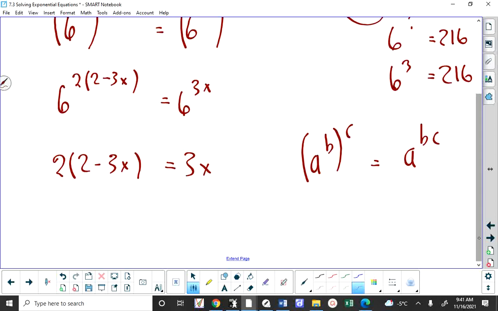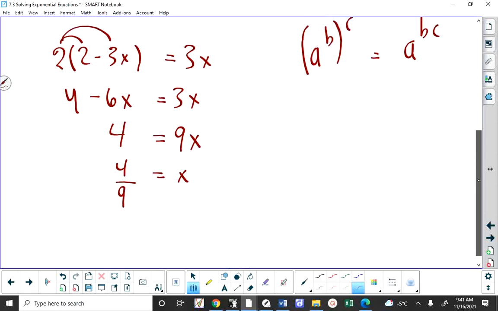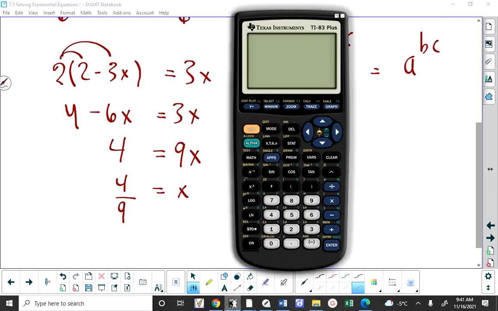If I do expand this by distributing that 2, I get 4 minus 6x equals 3x. I can add 6x to both sides and get 9x equals, that's a 4. It looks like a y, but it's a 4, which means x equals 4 divided by 9. And we could certainly verify that. I don't think we really have to.